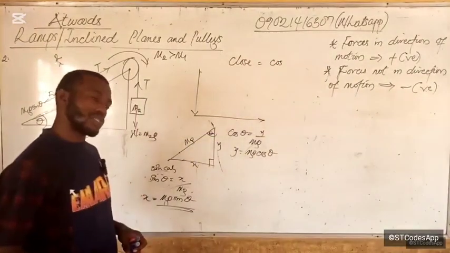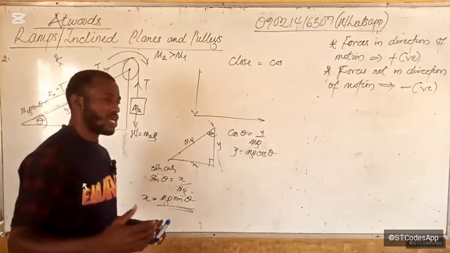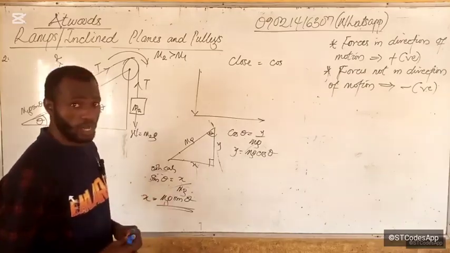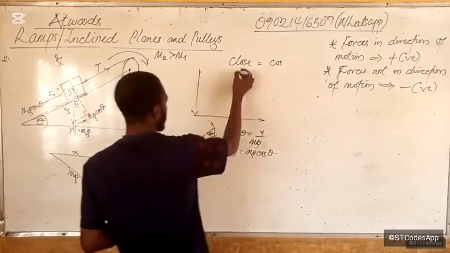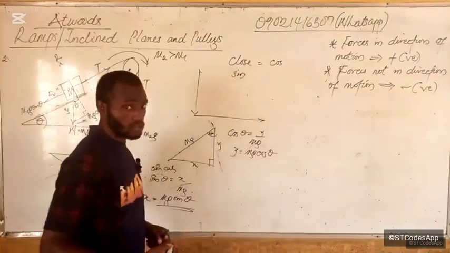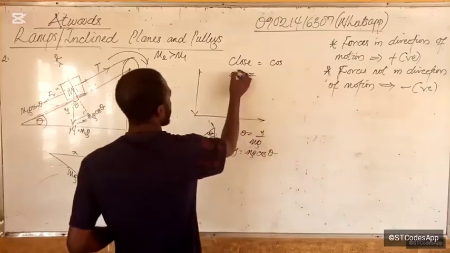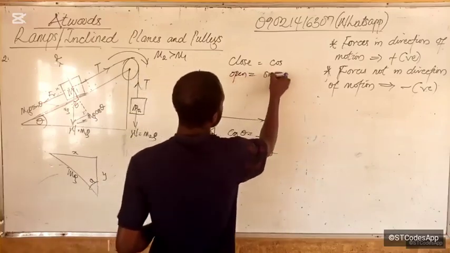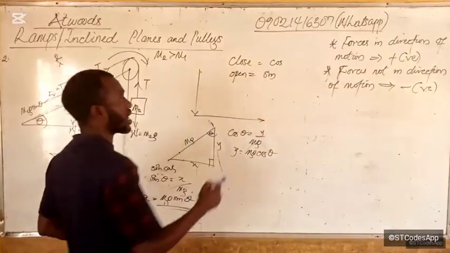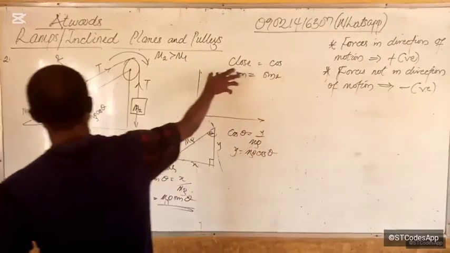And I've talked about this in our other videos, I think in projectile motion, right? And even in vectors, all right? So when you open an angle, you use sine. Do you understand? You use sine to open the angle and use cos to close the angle.